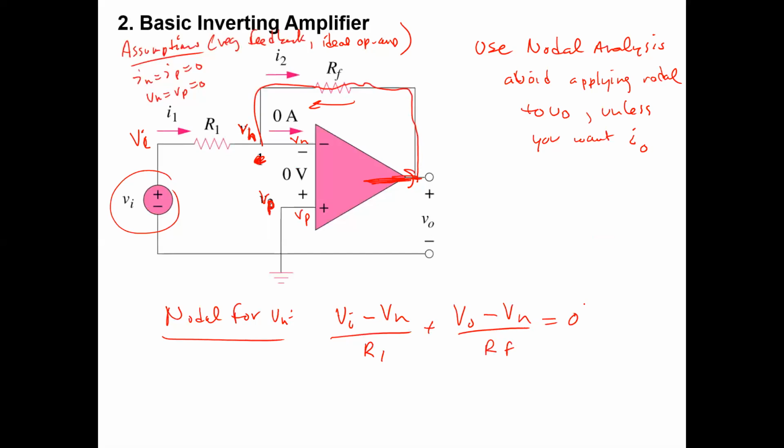Well, I made a little bit of a mistake here. Up here under the assumptions where I say VN equals VP equals 0, we don't know that it equals 0 just yet. The assumption with negative feedback is that VN is going to equal VP, not necessarily that it's going to equal 0.